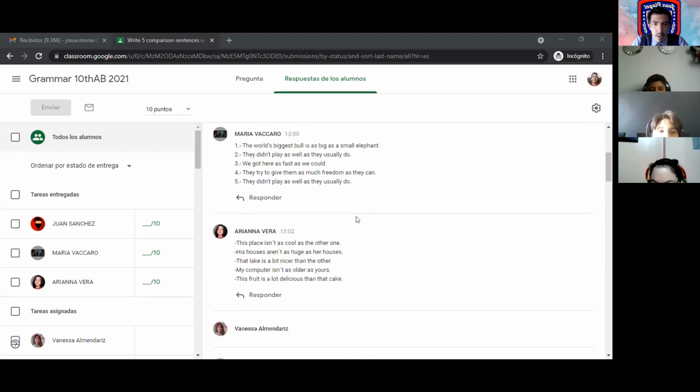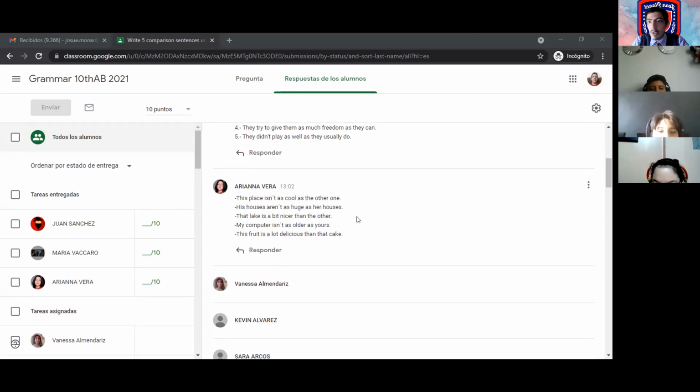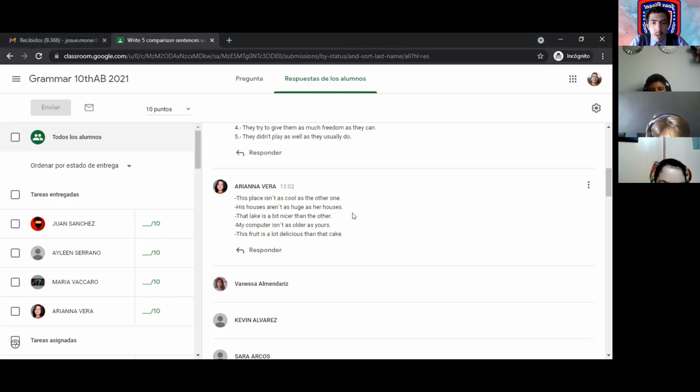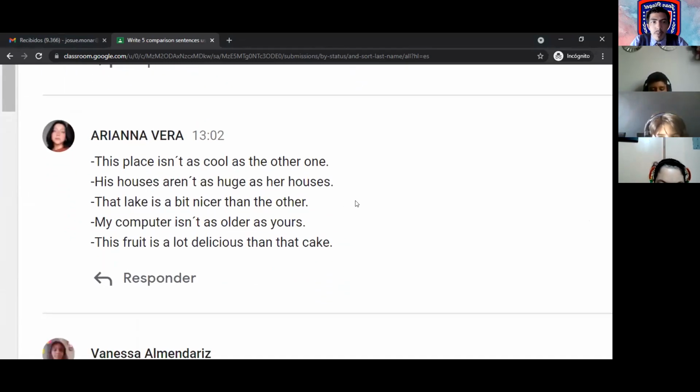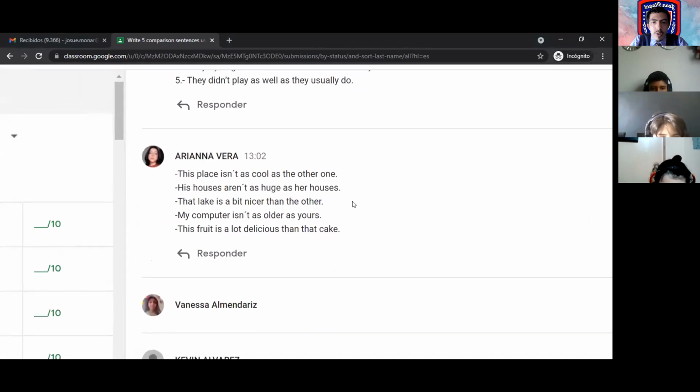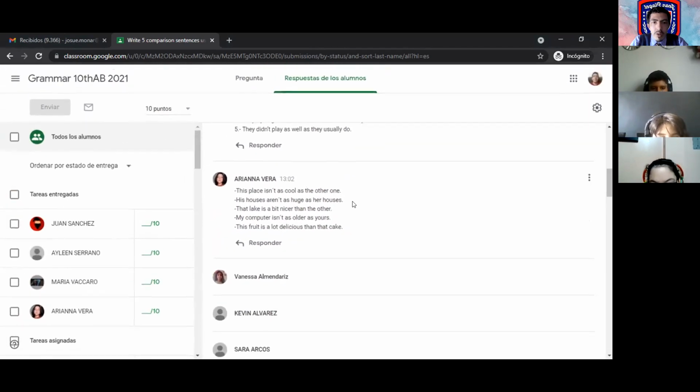Good. Miss Vera says this place isn't as cool as the other one. These houses aren't as huge as her houses or as theirs. You could replace their houses so you avoid sometimes repetition. You could say something like his houses aren't as huge as theirs, but it's acceptable. There's no problem. That lake is a bit nicer than the other. Good. My computer isn't as older as yours. This fruit is a lot delicious than that cake.